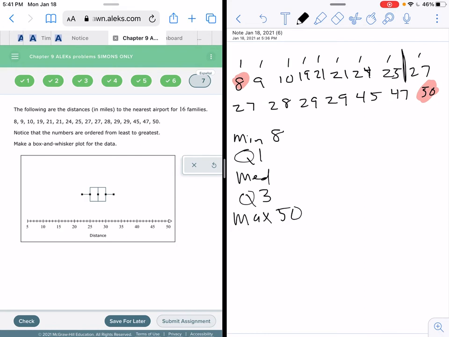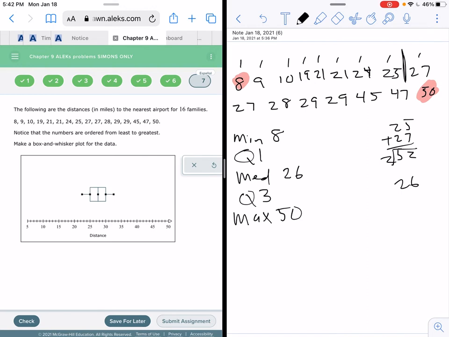So because it's an even number, I don't have a nice clean median where I can just pull it out. I got to figure out what's the halfway point between 25 and 27. Well, you just go 25 plus 27 and find the average of them. You get 52, you divide it by 2, and you get 26. So my median is 26.